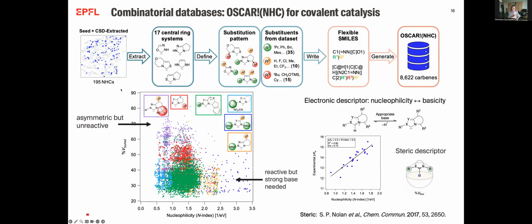The way to proceed with this bottom-up is to extract all the carbenes that we had in the seed plus CSD database, which corresponded to 195.